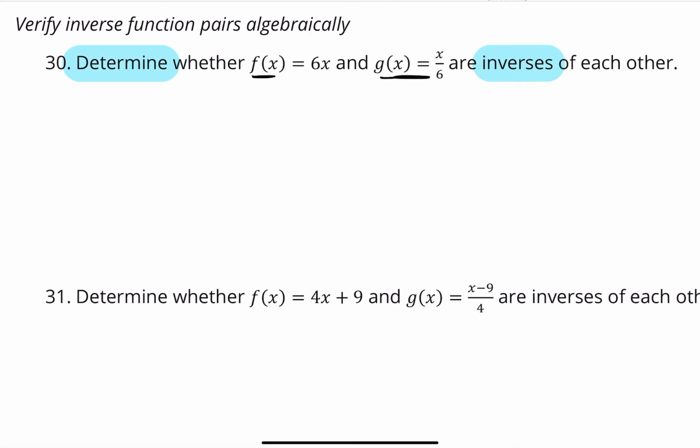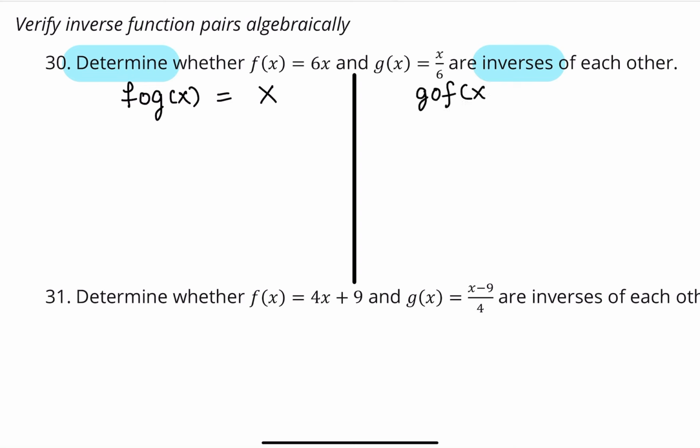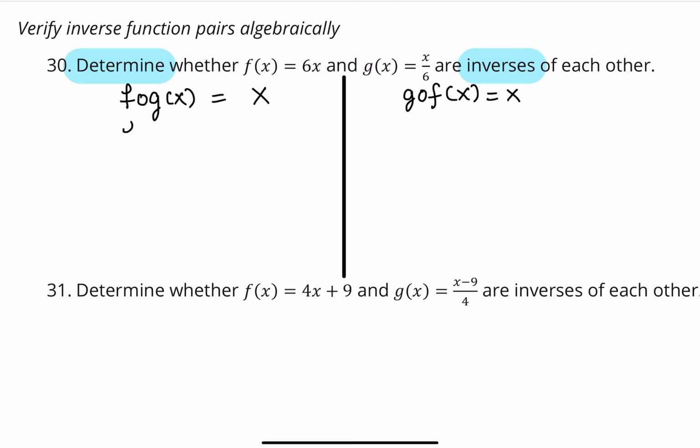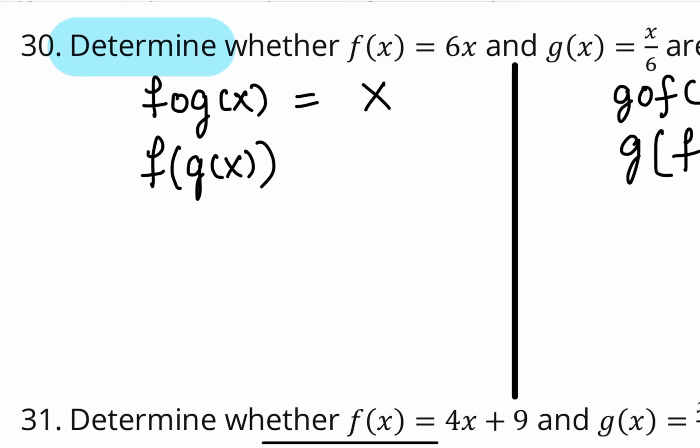So I'm going to erase these, and I'm going to divide my page into two. And I am going to find f of g of x here. And I know that I should get an x. And I'm going to find g of f of x here. And I know that should be an x again. So we are compositing the function. Remember, the other way of writing this is f of g of x, and this is g of f of x. Now let's go ahead and do each one of them separately.